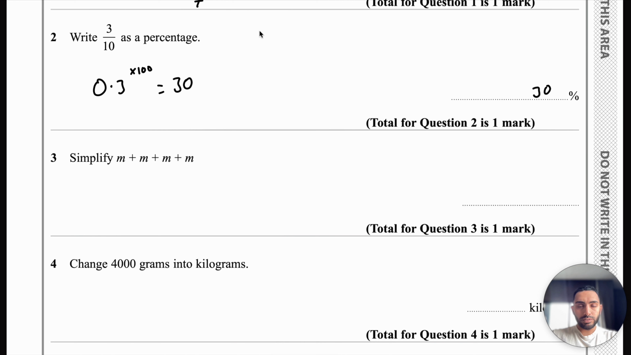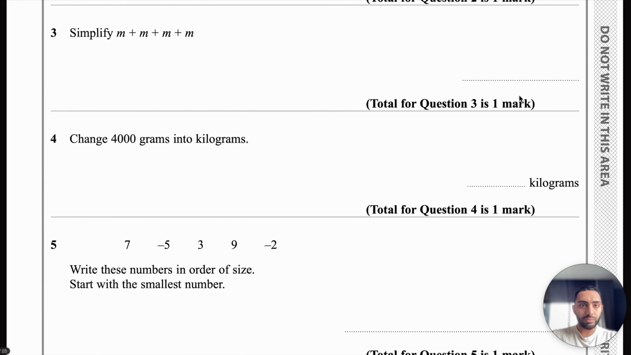Another way that you could do this, you've got 3 over 10. If I think about what percentages are out of, they're always out of 100. So I need my denominator to be over 100. On the bottom, I've times by 10, and on the top, I've also times by 10. So that would be 30 over 100, or 30%.